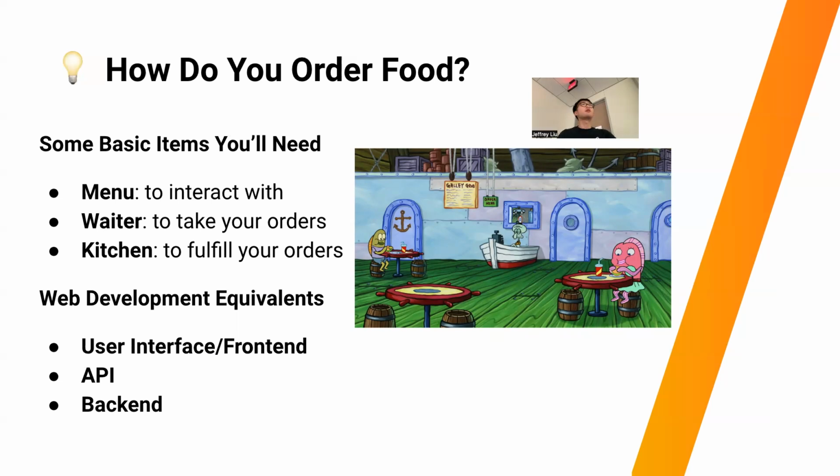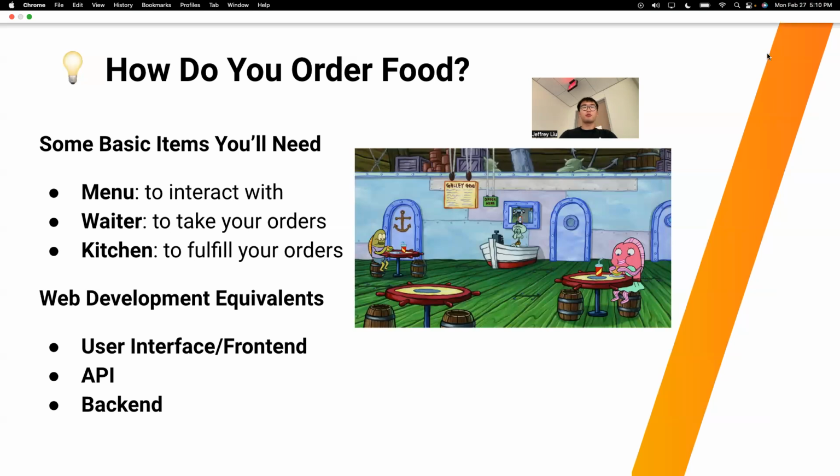One is a menu, so you can understand what you can order; a waiter or some server that takes your orders for you; and then a kitchen, or a way for the restaurant to make its product, whether that be food or drinks, whatever restaurants create. This corresponds in web development to the user interface or front end, an API, and a backend. So we'll go over very briefly this equivalence between these three.